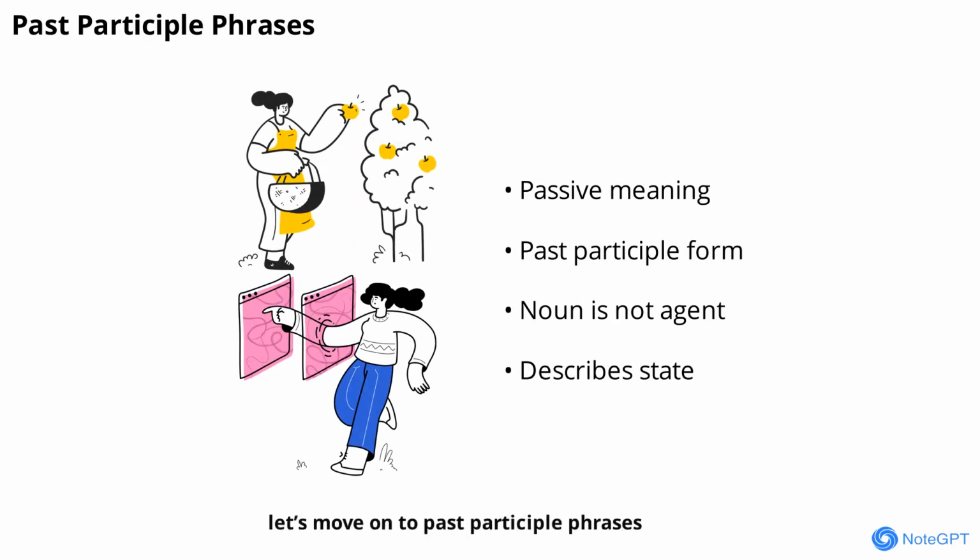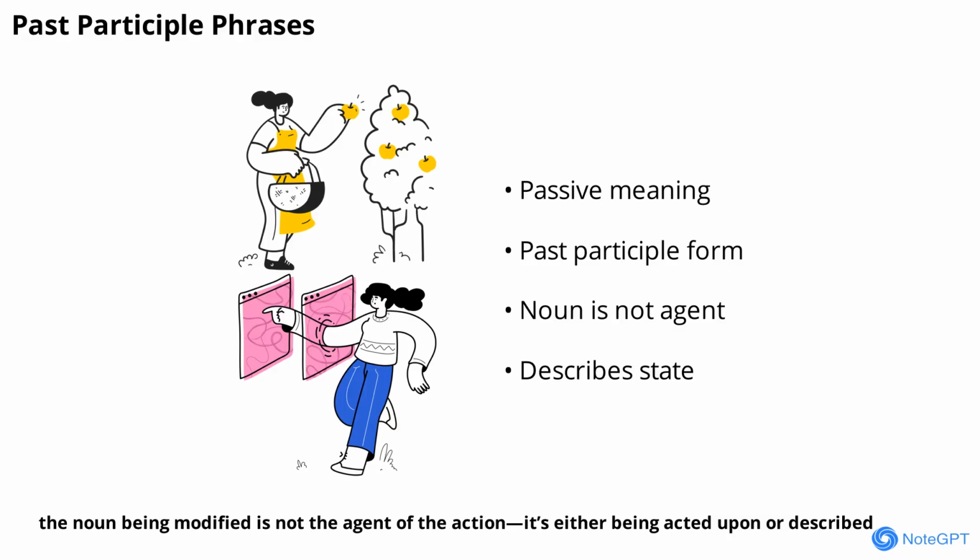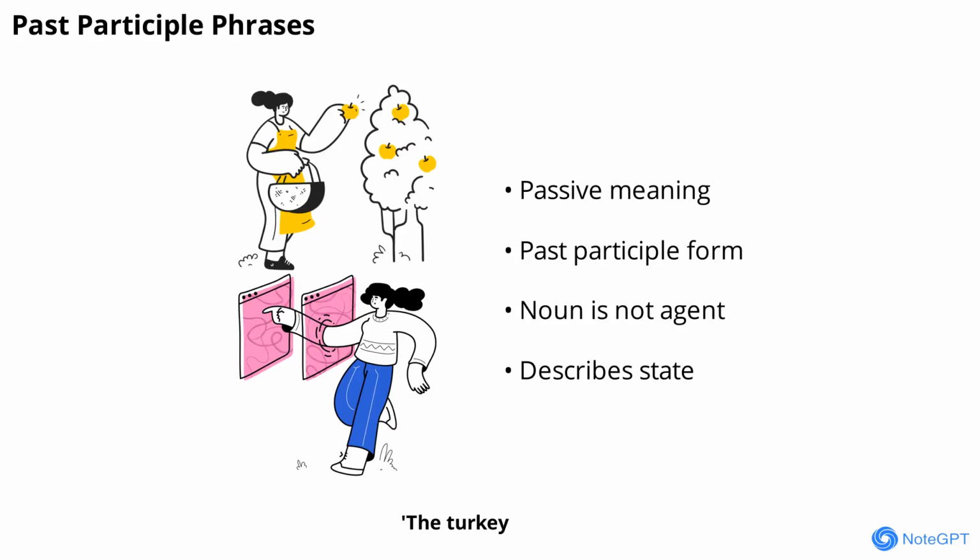Now let's move on to past participle phrases. These use the past participle form of the verb, often ending in "ed" or an irregular form. In these phrases, the noun being modified is not the agent of the action. It's either being acted upon or described. For example, "The turkey burnt to a crisp was thrown in the garbage." The turkey didn't burn itself, something else did. Another example, "My sister, exhausted after a long day's work, has fallen asleep on the sofa." Here, exhausted describes her state, not something she did.